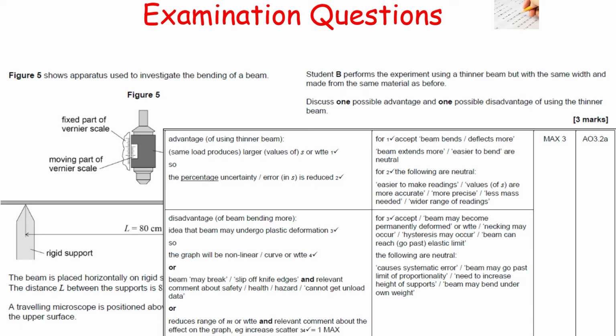But the disadvantage is it's undergoing so much extension, and this relates back to your knowledge of materials, that it's now going to undergo plastic deformation or inelastic deformation. So the graph will not be linear, it will be curved, or you could also say that the beam may break, or the actual beam may slip off the supports. And finally, you could also say that if you have a thinner beam, you can't use as many masses, because if you have the same range of mass with a thinner beam, it might snap before then. So they're all possible errors that could take place.